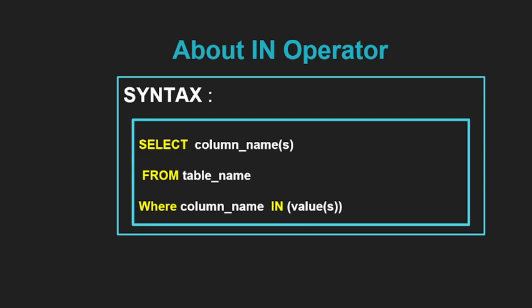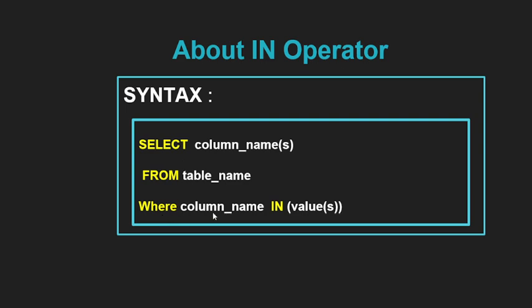The IN operator is basically a shorthand for multiple OR operators. And yes, we use the IN operator with the WHERE clause. Here you can see in the syntax, SELECT column name. It's up to you whether you want to specify column names or retrieve the whole data, so accordingly you can change the query. FROM table name, specify the table name from which you have to retrieve the values, then the WHERE clause.